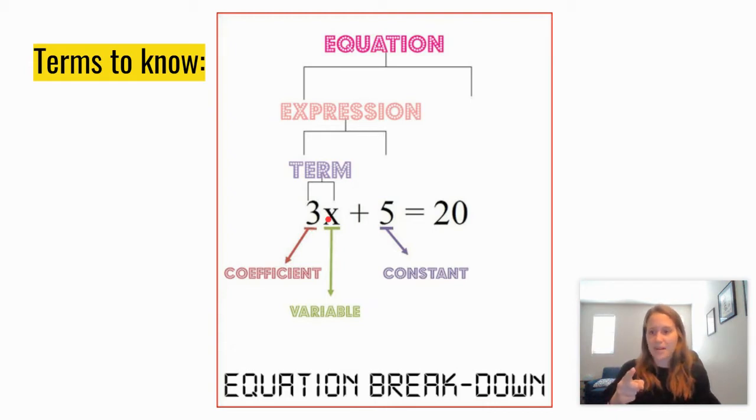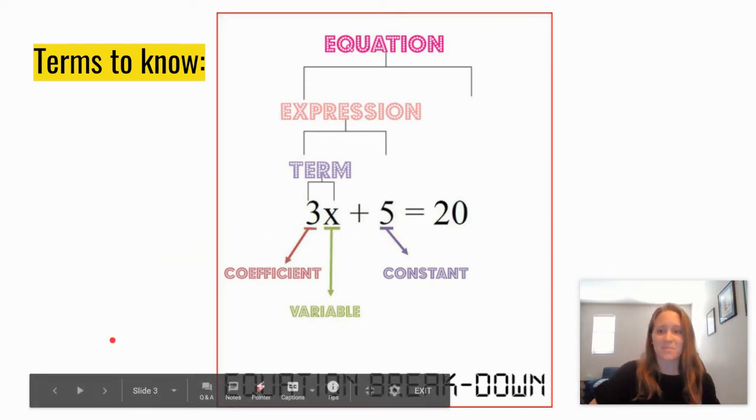You're going to need that on your independent practice today. Please take 30 seconds and jot down what's the difference between coefficient and constant. Go. Last 10 seconds. All right, let's move on.